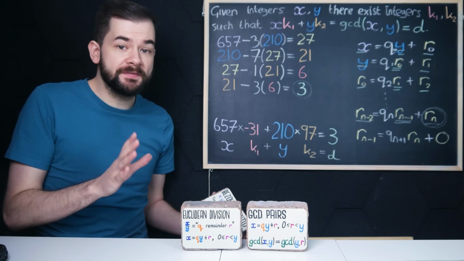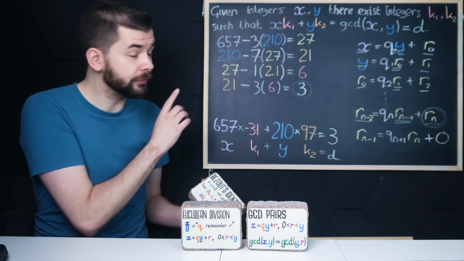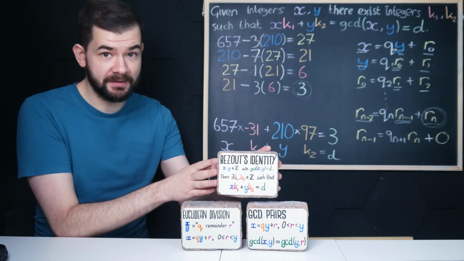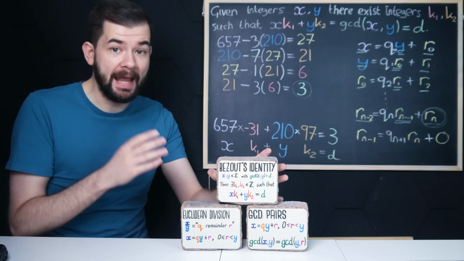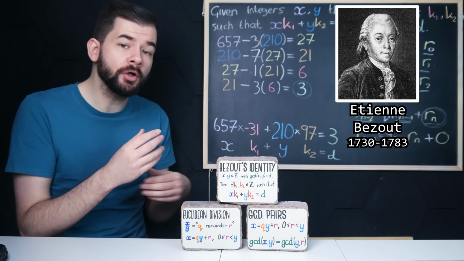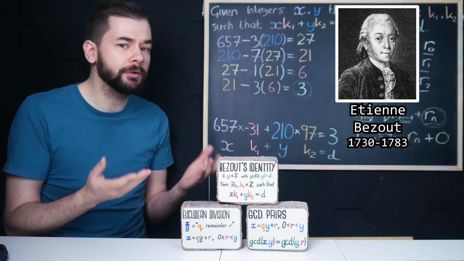We'll return to the screensaver in a moment, but first, this result is called Bezout's identity, in honor of French mathematician Etienne Bezout, who proved the result not just for numbers, but for polynomials as well.